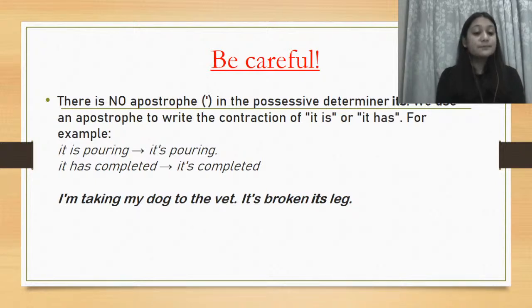For example, it is pouring. So that can be written as it's pouring. Pouring means it's raining very heavily, like cats and dogs. So that is called pouring. Okay, it has completed. Are we clear? It says it has completed, so you can remove "ha" from there and directly use it's completed. Are we clear? Now, I am taking my dog to the vet. Vet here means the veterinary doctor, the one who takes care of animals, right? It's broken its leg. Now, it says it's broken its leg. It means it has broken its leg.